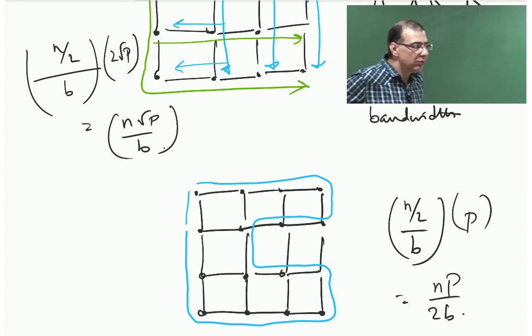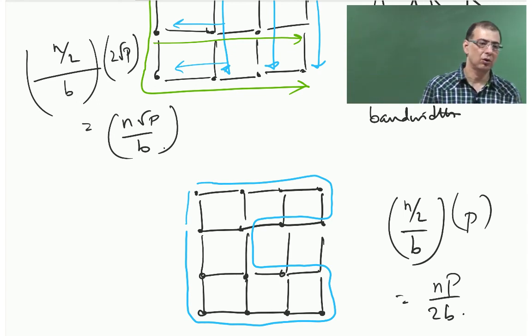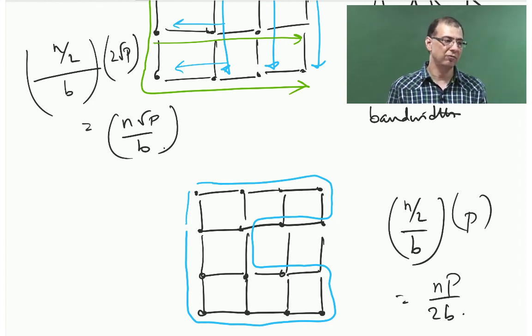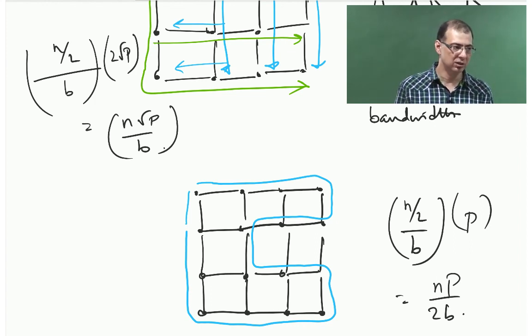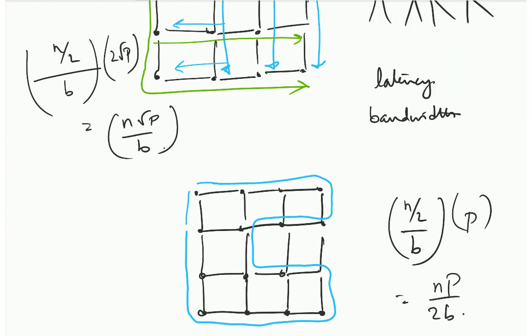This is the kind of stuff we'll be talking about: how to optimize various MPI collectives on various different architectures, and we'll deal with architectures which are being used today.